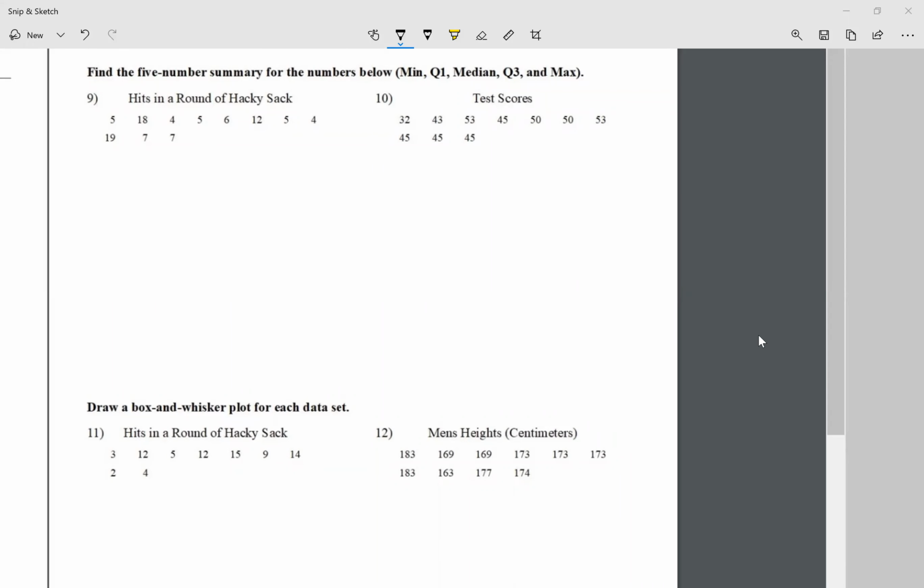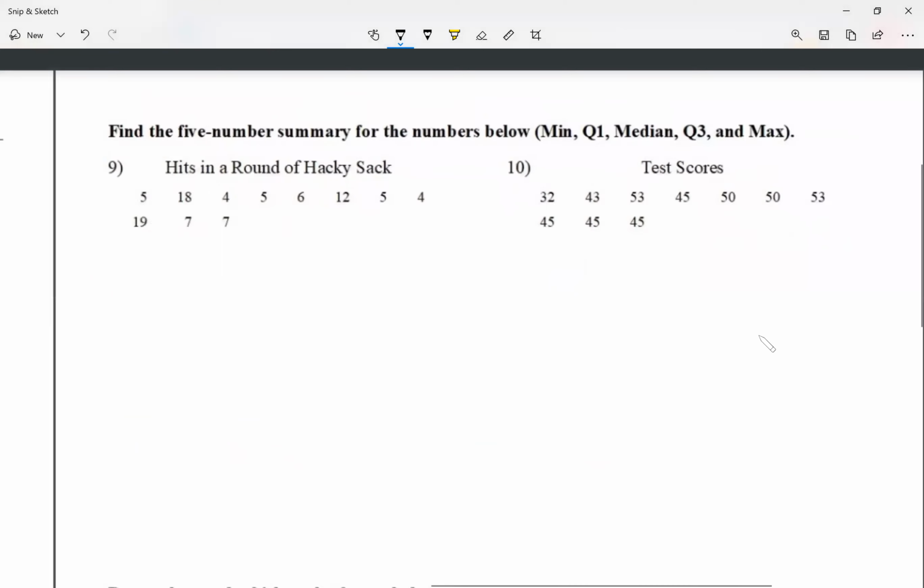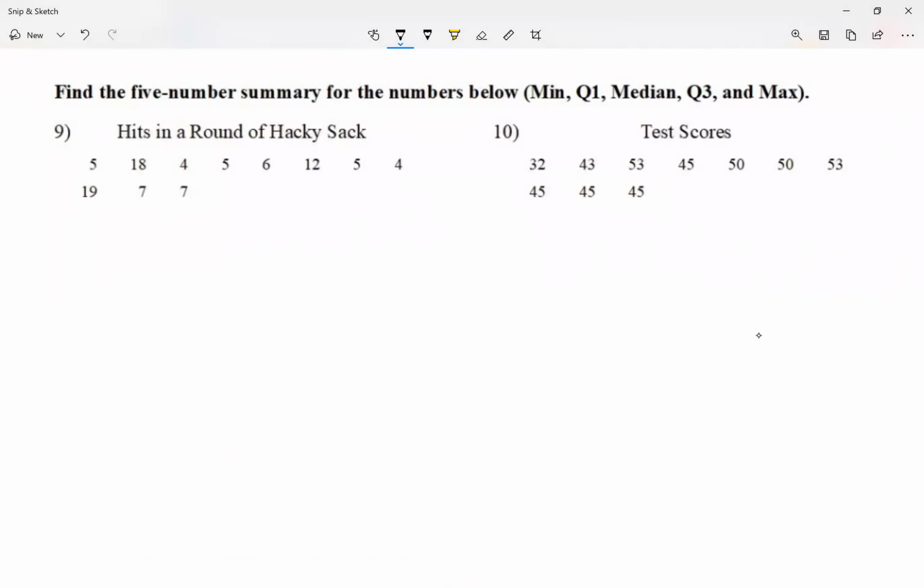Okay, so find the 5-number summary for the numbers below. And I even give you a list as a reminder here in the notes. It's the minimum, the quartile 1, the median, quartile 3, and the maximum. So let me remind you. I want to find the minimum. Some people call this quarter 0.